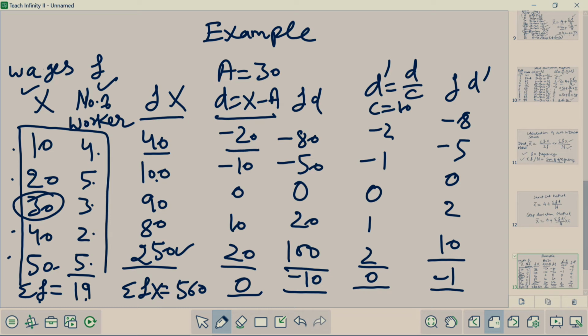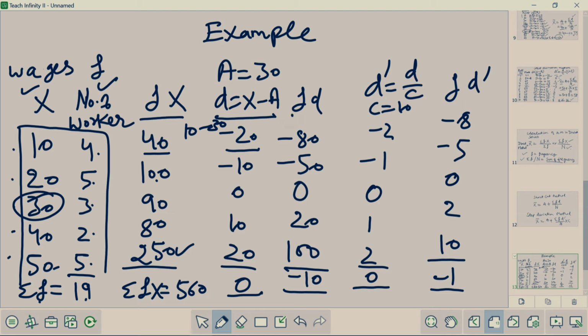From where does it come? x minus a, and the assumed mean is 30, so 10 minus 30, minus 20; 20 minus 30, minus 10; 30 minus 30, 0; 40 minus 30, 10; 50 minus 30, 20. So these are the values of d.